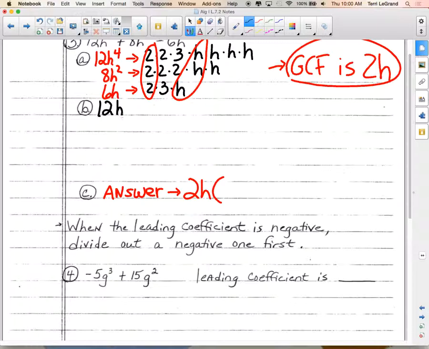So we say 12h to the 4th divided by 2h. Well, here's the good news. If you have that list made of what 12h to the 4th is factored out, you should be able to just go look and see what is encircled. 2 times 3 is 6, and h. That would be h to the 3rd. So we have 6h to the 3rd. Or in other words, 12 divided by 2 is 6, isn't it? And h to the 4th divided by h is h to the 3rd. Okay, get the other terms divided by the GCF.